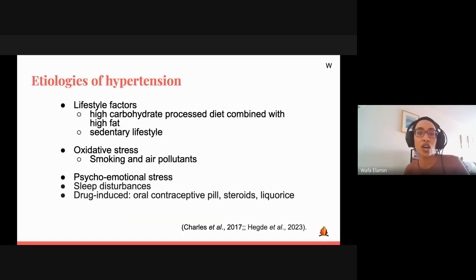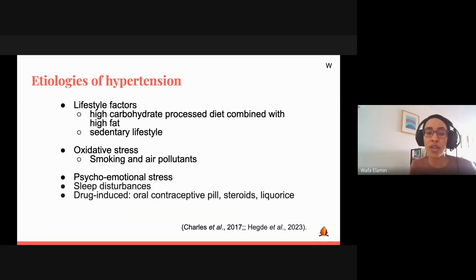In terms of etiology for hypertension, especially when we're looking at these essential unknown causes, lifestyle factors play a huge role. A sedentary lifestyle and lack of physical activity can contribute. Diet can contribute greatly, especially a high carbohydrate, highly processed diet, when it's combined with high fat, can really lead to a number of different mechanisms, which we'll discuss, that can give us this picture of hypertension.